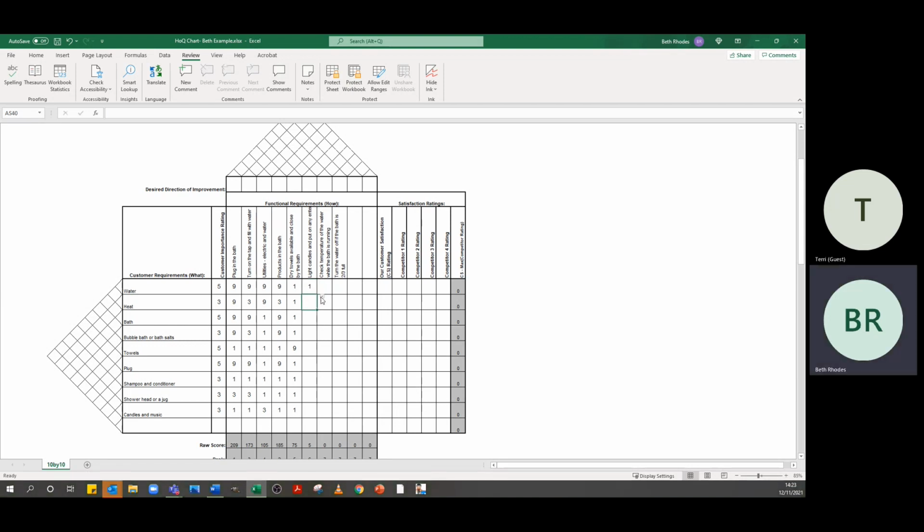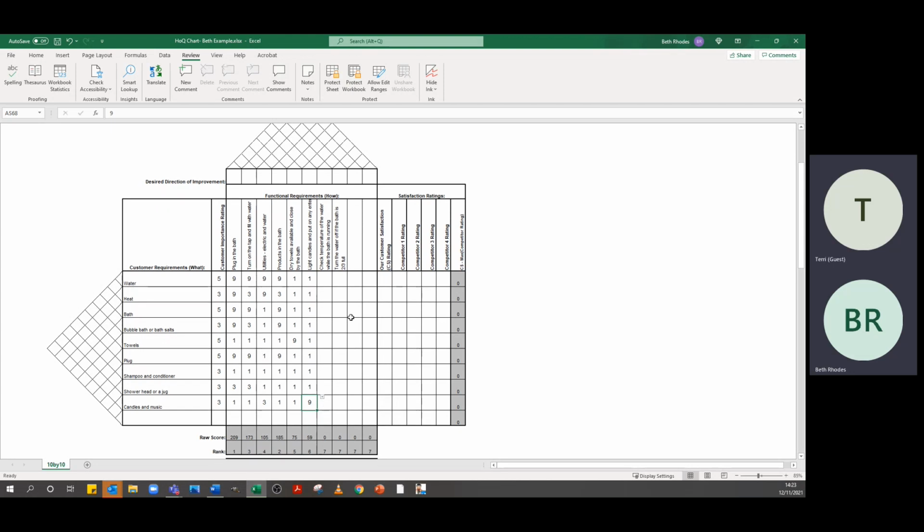To heat? 1. To the bath? 1. To the bubble bath? 1. To the towels? Not important, so a 1 again. To the plug? A 1. To the shampoo? 1. To the shower head? A 1 again. To the candles and music? Can't do it without it, so it's a 9.